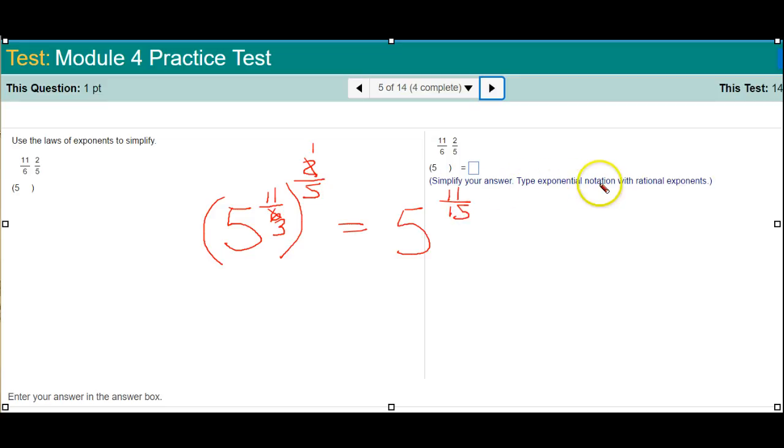Type exponential notation with rational exponents. Okay. So the thing is, it's the technique here, and I guess I've done this one for you, but yours will probably have different numbers, but this is the technique. You can cross-cancel, and then you multiply and simplify.